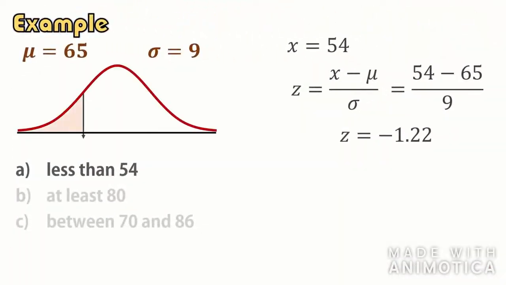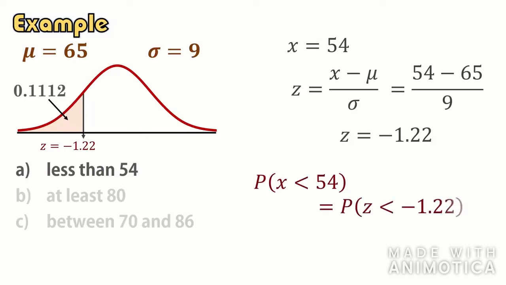So on this normal curve, for Z equals negative 1.22, the area on the left here is 0.1112 as seen on the table. Therefore, the probability that X is less than 54 is the probability that Z is less than negative 1.22, which gives 0.1112 or 11.12%.